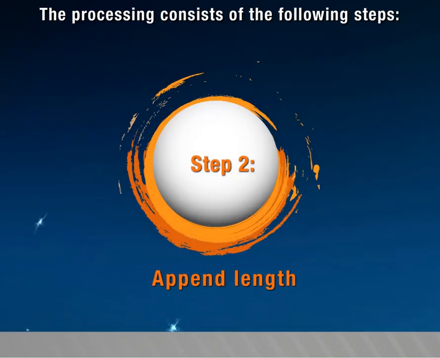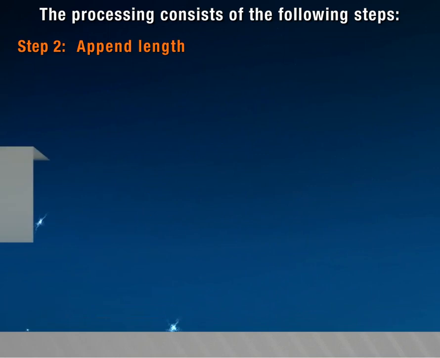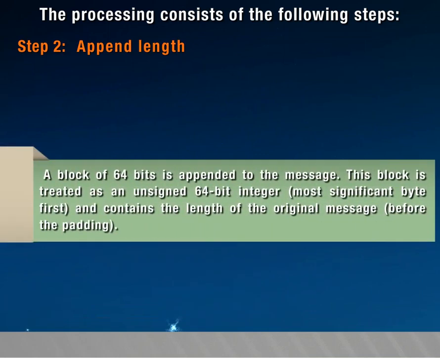Step 2: Append length. A block of 64 bits is appended to the message. This block is treated as an unsigned 64-bit integer, most significant byte first, and contains the length of the original message before the padding.